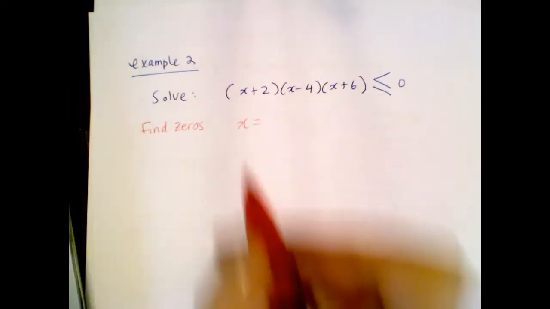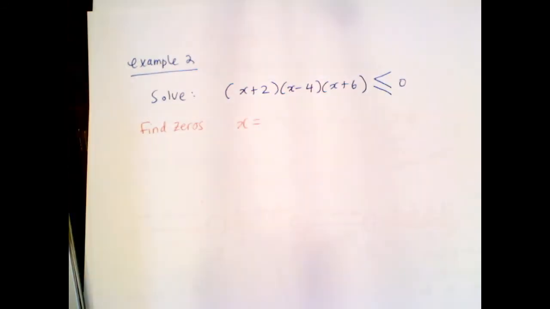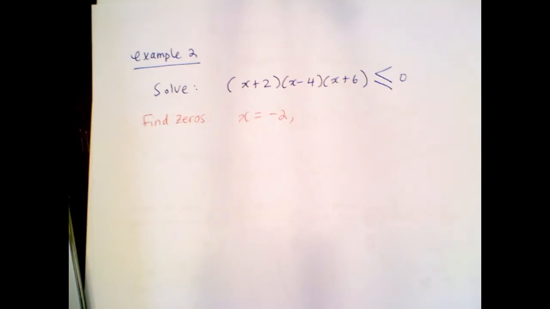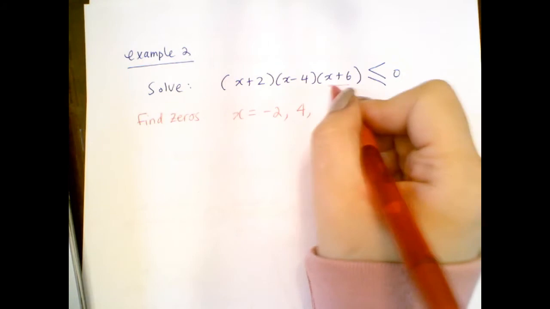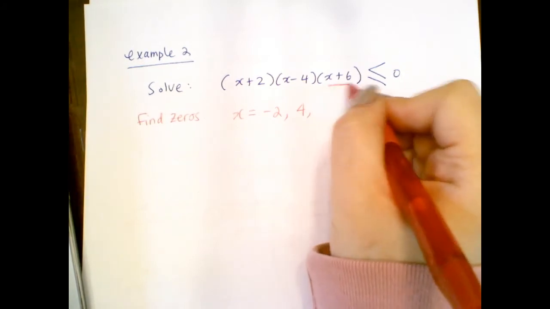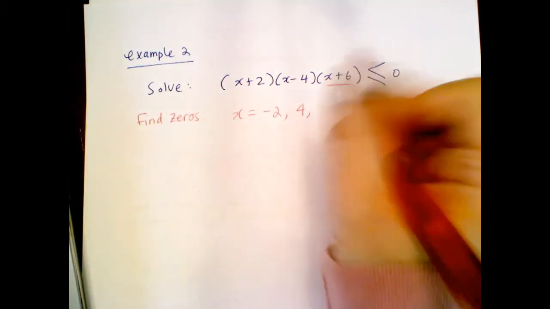What are they? x equals, oh, let me hit the focus button, one second. Looking at x plus 2, you know the first 0 is at negative 2. Looking at x minus 4, you know the second 0 is at positive 4. And then the last one, x plus 6, the third 0 is at negative 6.